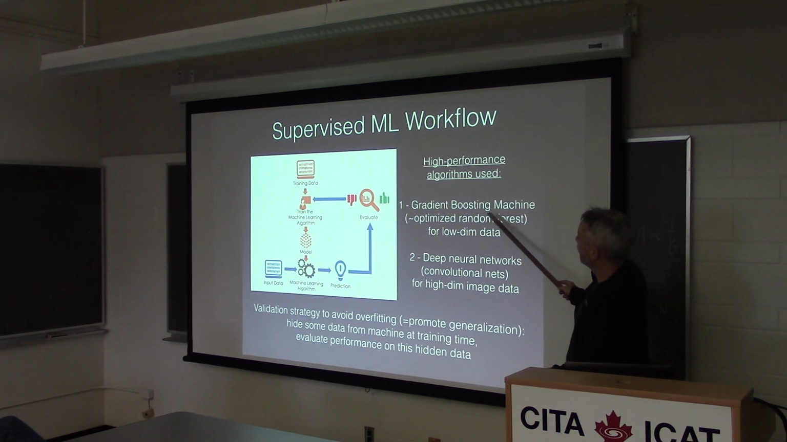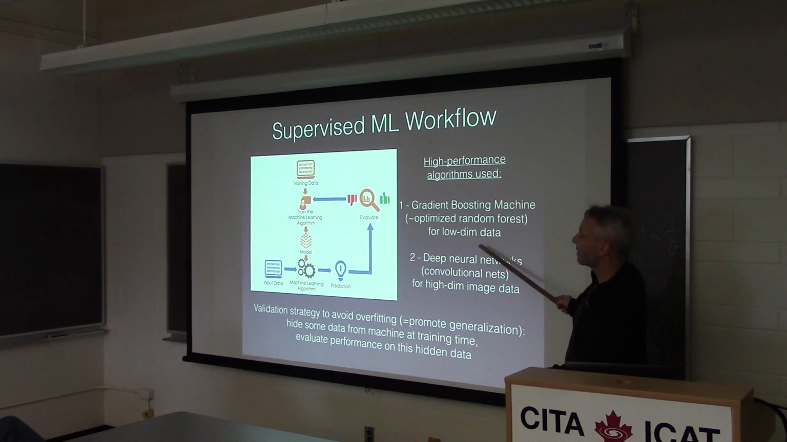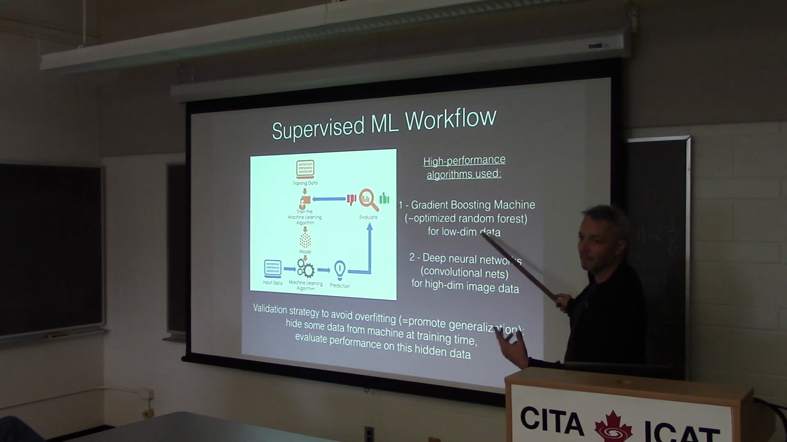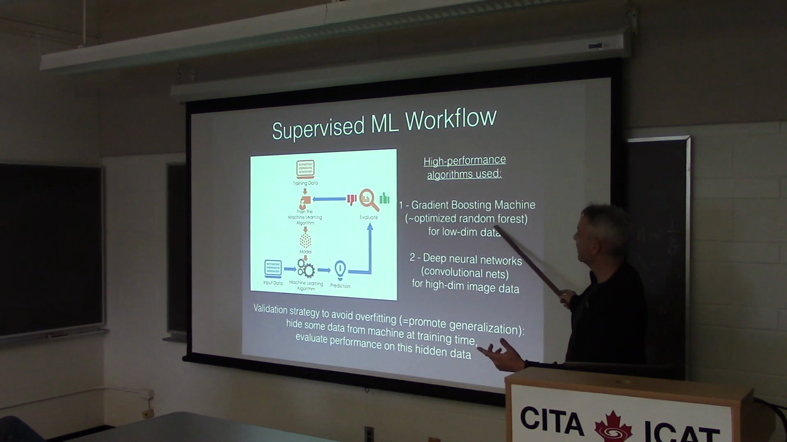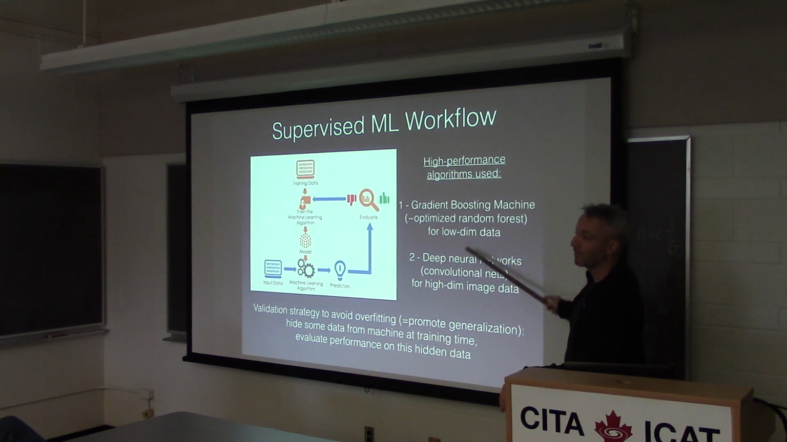We've been using what's called a gradient boosting machine, which is essentially something like a random forest. Many people have heard about random forest and have an idea what that is, but it's further optimized. And it's a rather high performance algorithm. On many data sets, it does well. I can elaborate on that point if you want later on.